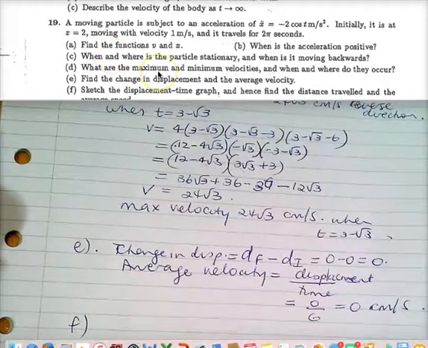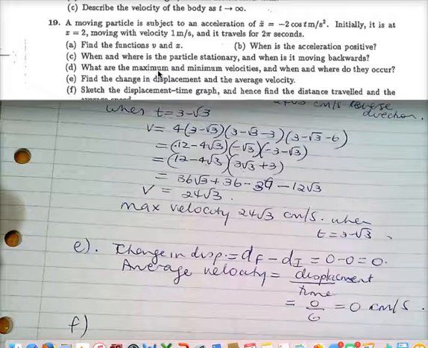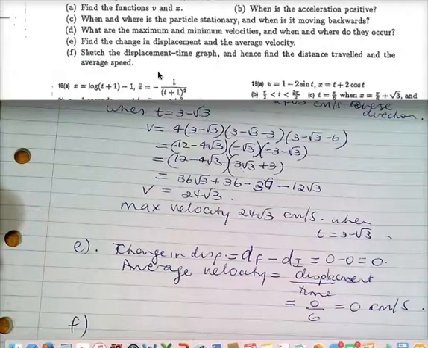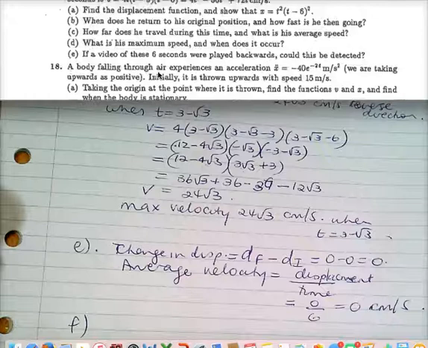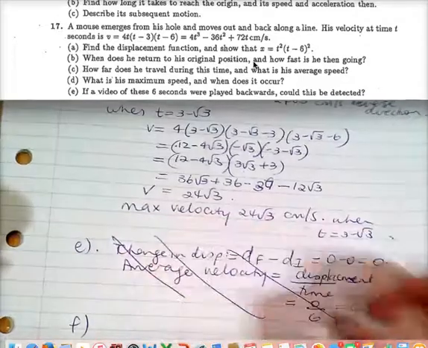And F, sketch the displacement time graph and hence find the distance travelled. I think we already worked that out. Oh, I'm looking at the wrong question again. So maximum speed, really, sorry, that's another question.